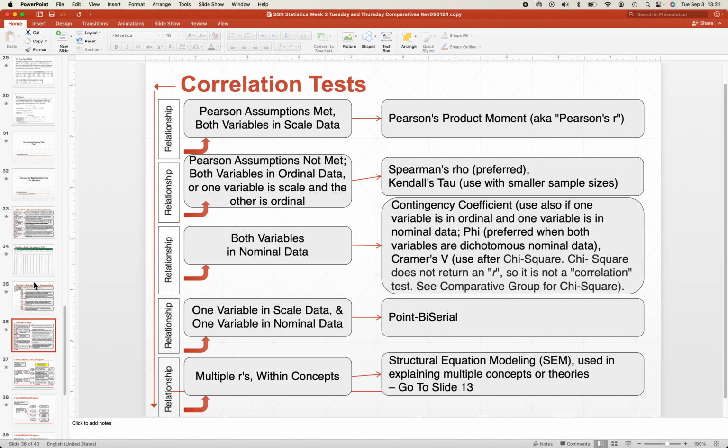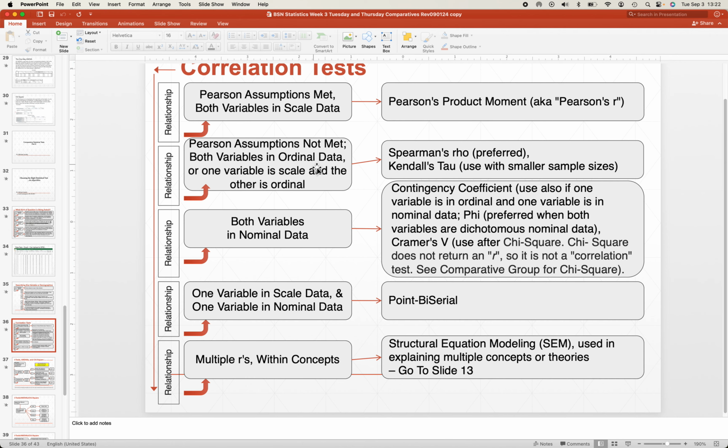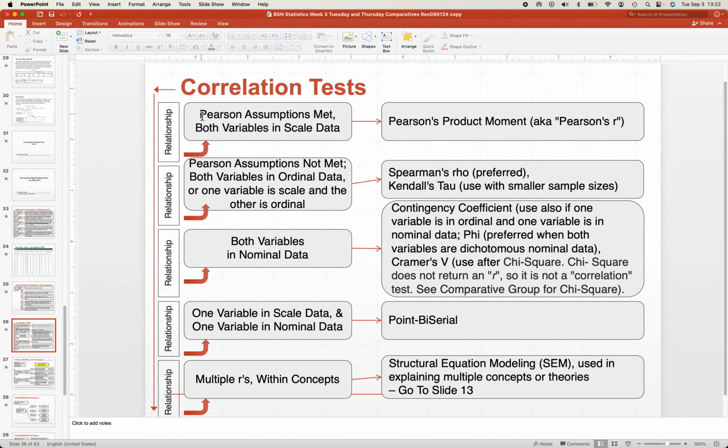Focusing then on the correlation test, if on the algorithm we found that our question is a correlation type question, we'd be directed to slide 11. This is slide 11, and it basically explains when we use our different tests. Like for example, the Pearson's r can only be used with scale data. So if we have a correlation question and both variables are in scale data, we use the Pearson's. If both variables are in ordinal data, we use Spearman's. If both variables are in nominal data, we often use the phi.